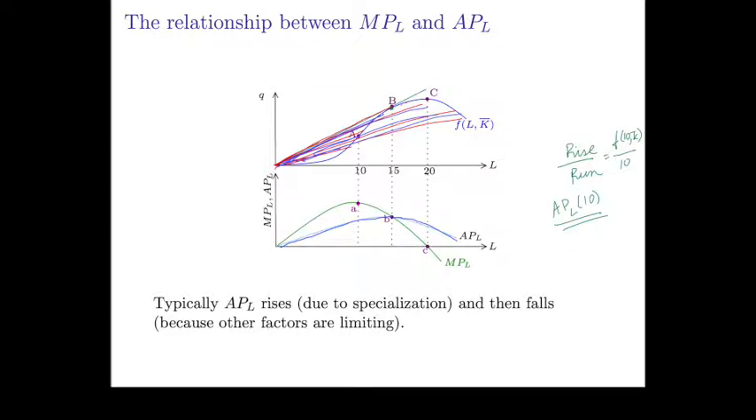Now, why would we expect to see an initial rise in the average product of labor and then a decrease? We're typically going to see this because other factors might start limiting. So for example, if we have a fixed amount of capital, let's say that's the size of your factory, you could start using more labor, but as it gets more crowded in your factory, the labor is less productive.